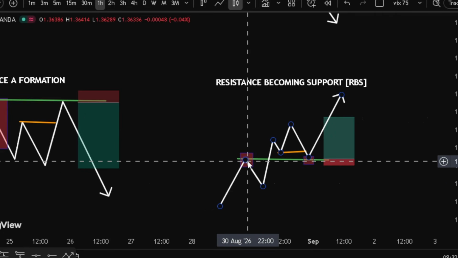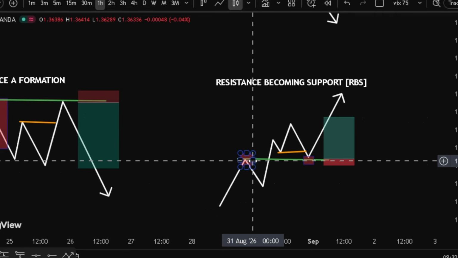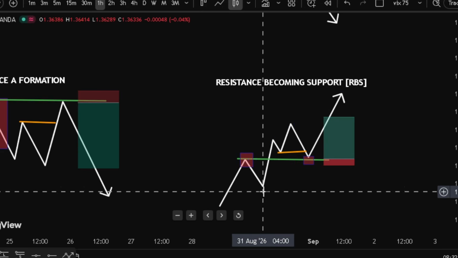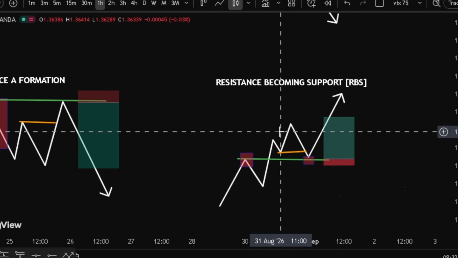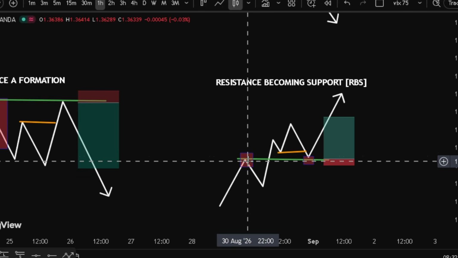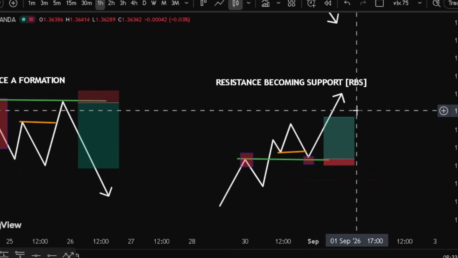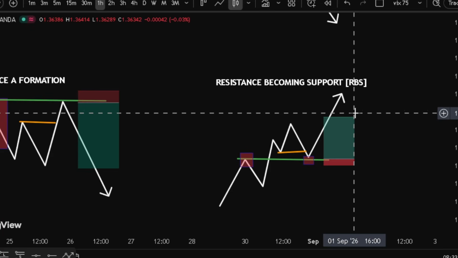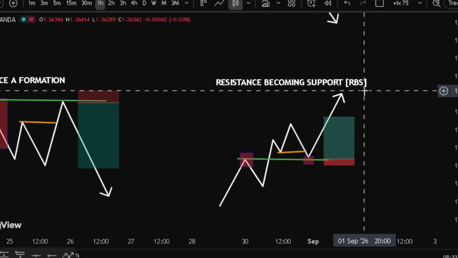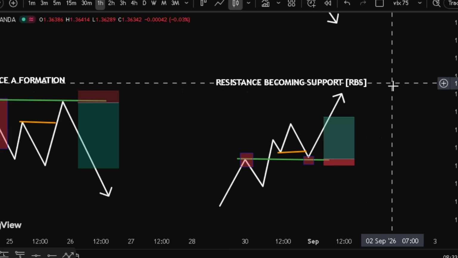Remember, price was pushing towards the upside, getting rejection on that level, sells a bit, then comes up, breaks up the level, and now the resistance turns into our support. Now we continue the trade towards the upside. That is now what is known as the RBS.